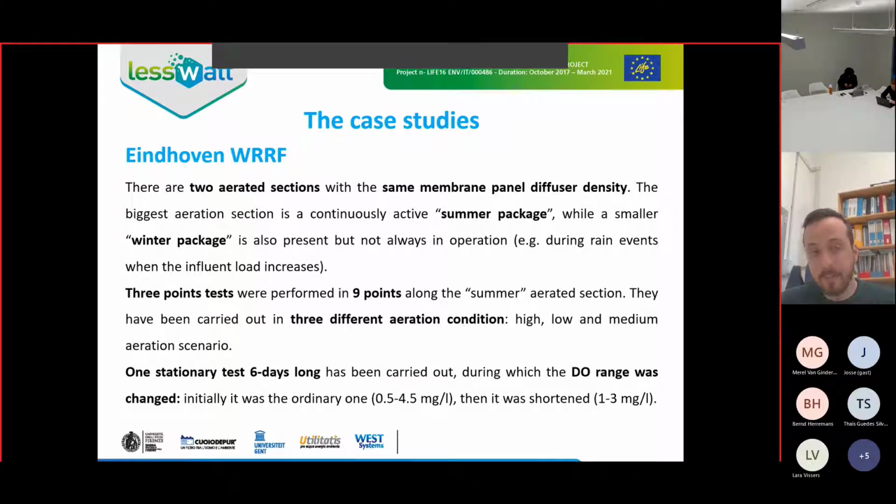About the tests, we carried out 3 point tests in 9 points along the summer aerated section. They have been carried out in 3 different aeration conditions: high, low, and medium aeration scenario. And 1 stationary test, 6 days long, has been carried out, during which the DO range was changed. Initially it was the ordinary one, then it was shortened.